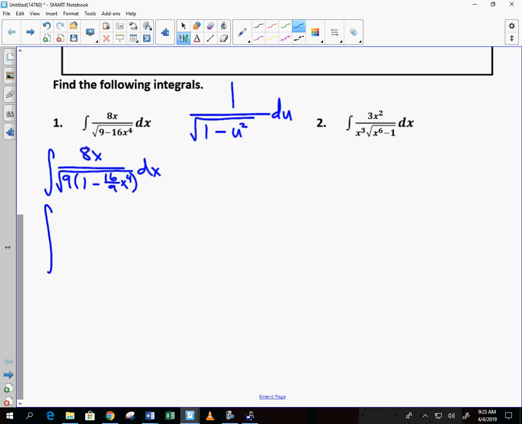I now have the integral, 8x on the top, and on the bottom, if you move the 9 out to the front, what are you going to get? Everybody agree you have the 3 there. 1 minus, and now we have to decide what is being squared. 4/3 x squared is being squared, correct? 4 over 3 x squared, squared.